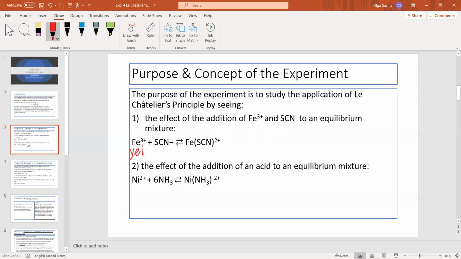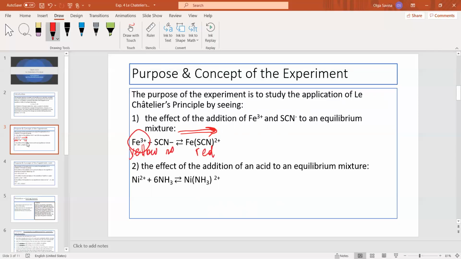Let's say this one is yellow, this one has no color, and this one is red. Let's just hypothetically discuss what we can do to get more iron 3 thiocyanate complex. So if we add iron to our solution at equilibrium, when we have present iron 3 plus ion, thiocyanate ion, and this complex, and the equilibrium has been reached, what will happen? Of course, the reaction will be shifted towards the product, and we will have a more intense red solution, right? This is how it works.